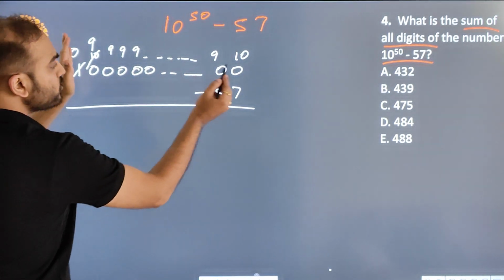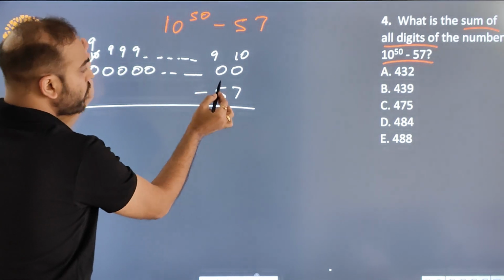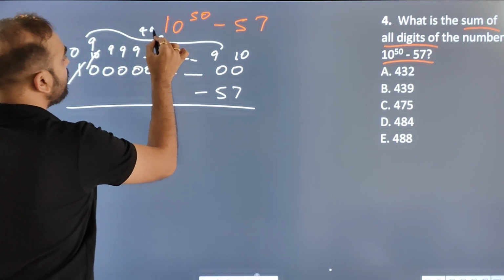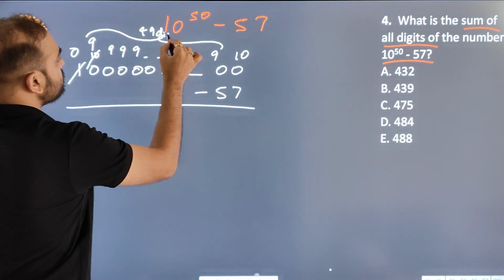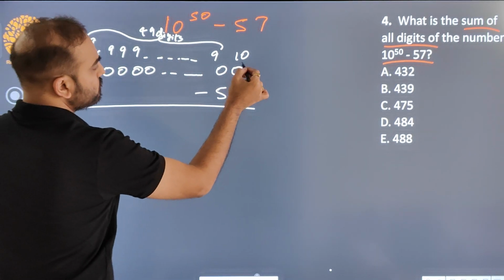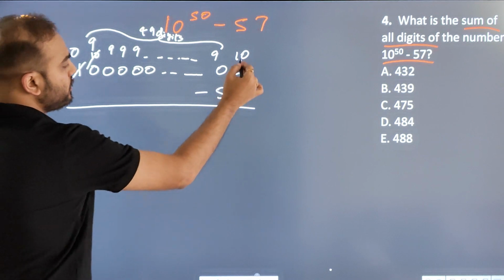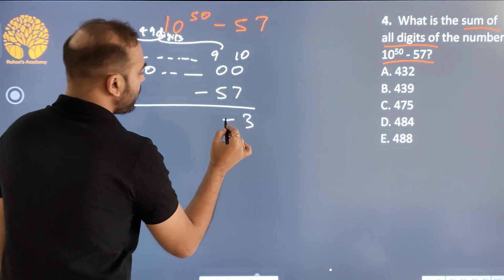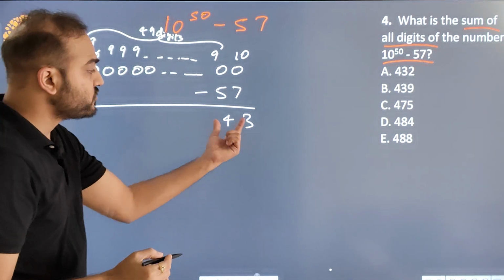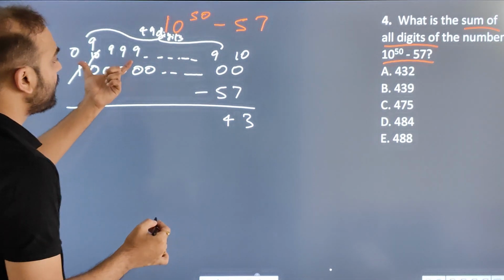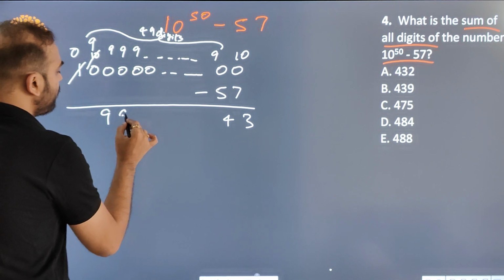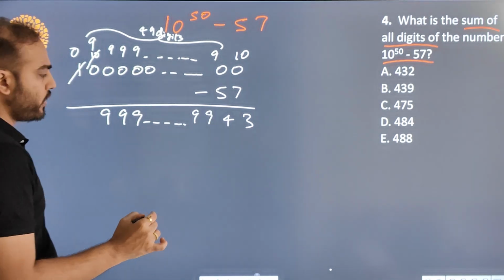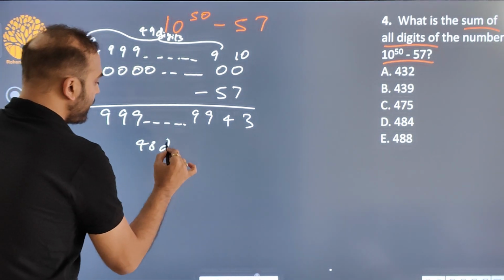Okay, of those 50 digits, 49 are 9, right? These 49 are 9, and the last digit is 10. 10 minus 7, we get 3. 9 minus 5, 4. So that's 2 digits. How many are left? 48 digits are left, and they will all be 9. Okay, so these are 48 digits.